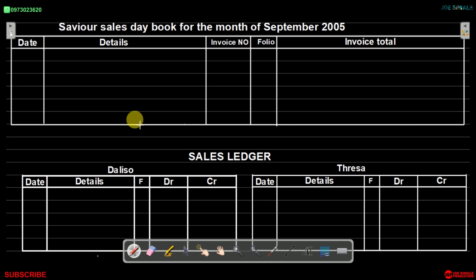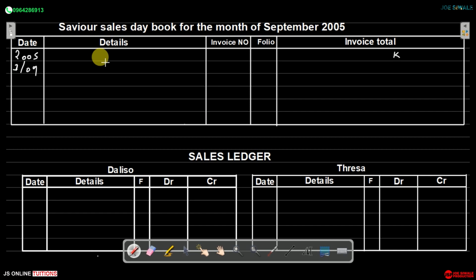Before we record the transactions, we know that the year is 2005, so we can put up our 2005 there. Then I can put up the currency that we are using. We are using kwacha, so I can put K in the column of invoice total. The first transaction reads: sold goods on credit to Daliso amounting to 145 kwacha, sales invoice 150. The date there, we know that's 1st of September, so we are going to show that.